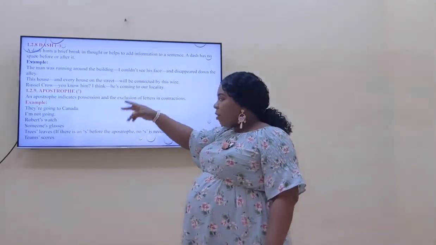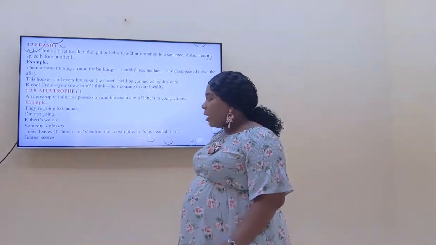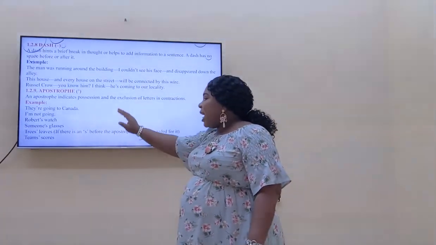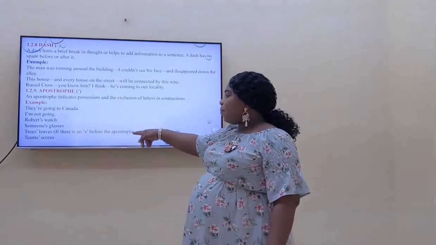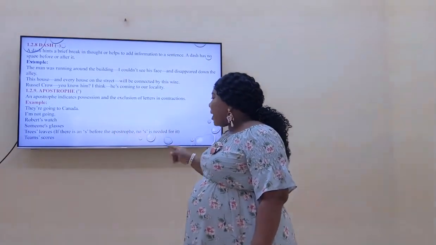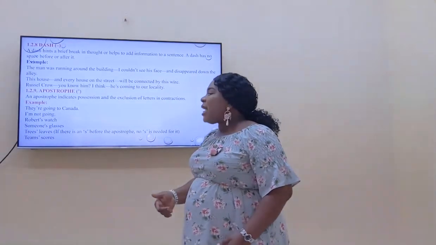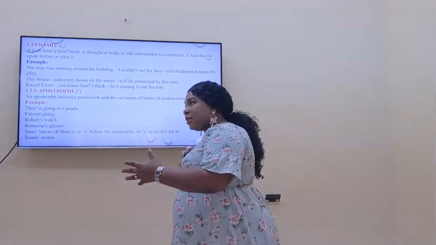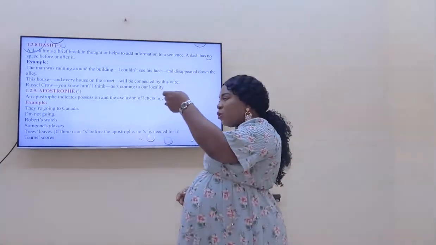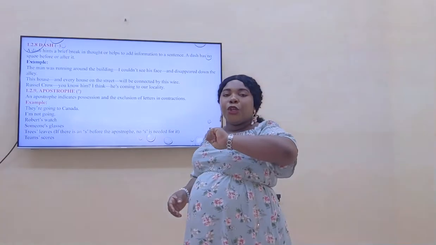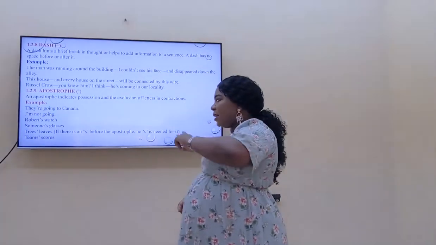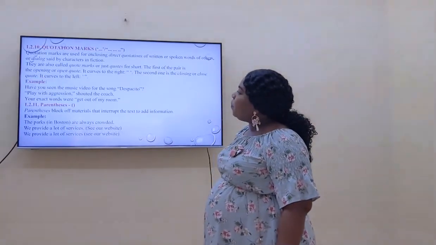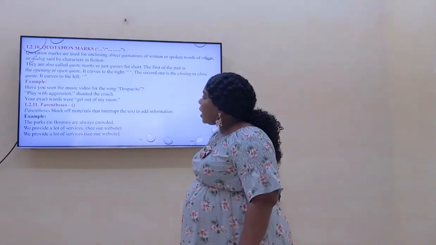Robert's watch, apostrophe s, meaning the watch belongs to Robert. Someone's glasses, right? Trees' leaves. Now look at this. If there is an s before the apostrophe, no s is added for it. Trees' leaves. That is trees, plural, their leaves. So the apostrophe is coming after the s, so you don't need to put an extra s on that. Teams' skulls. Alright? Okay, so that's for apostrophe.